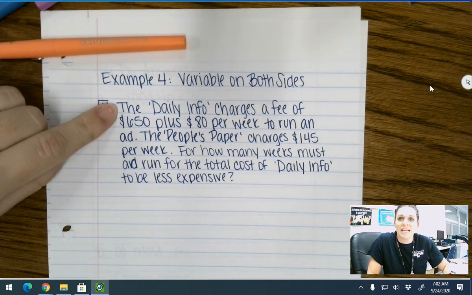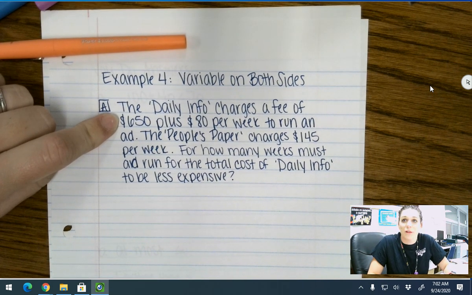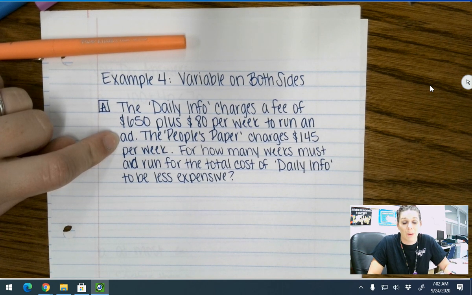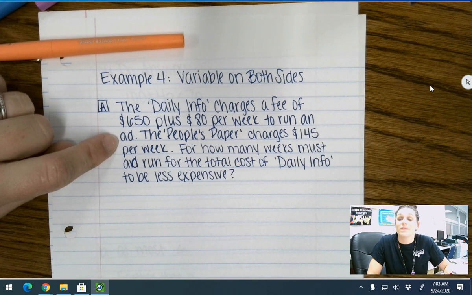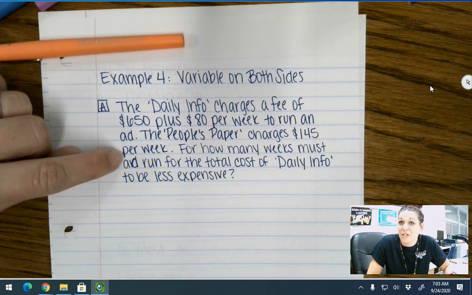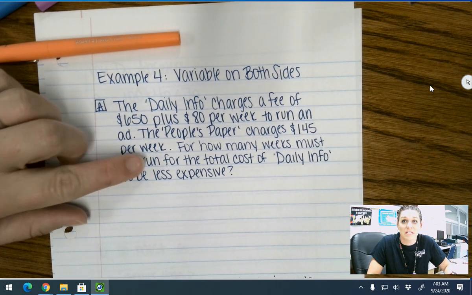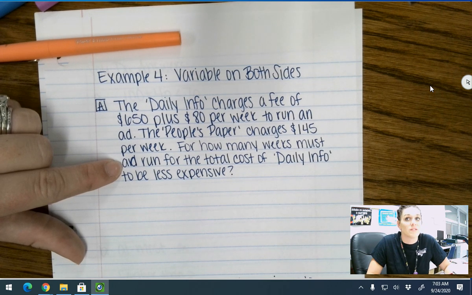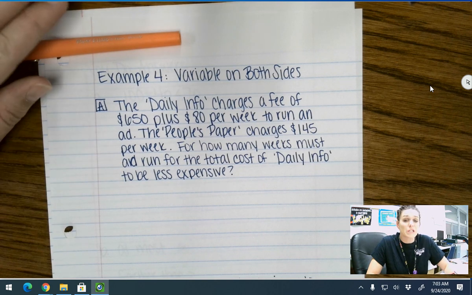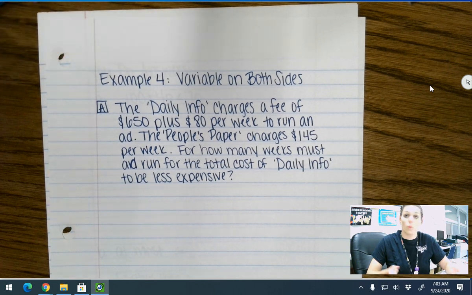It says the Daily Info charges a fee of $650 plus $80 per week to run an ad in their newspaper. That's a lot of money, but think businesses. Businesses can afford that. The People's Paper, they only charge $145 per week. So the question is, for how many weeks must the ad run for the total cost of Daily Info to be less expensive?